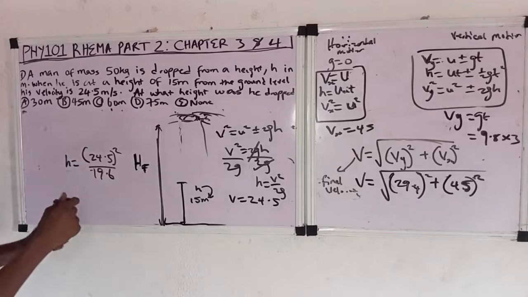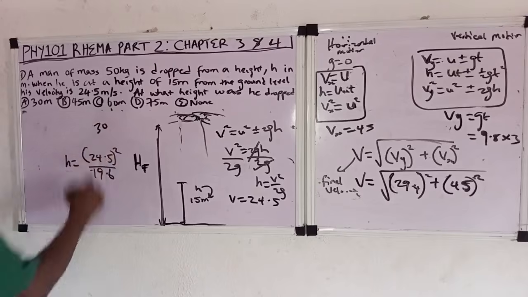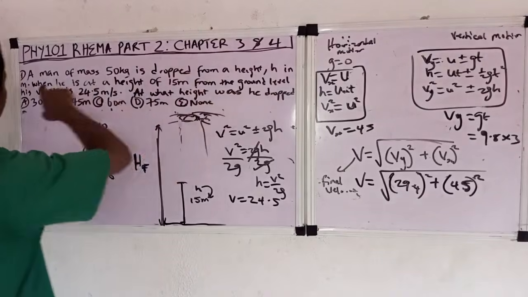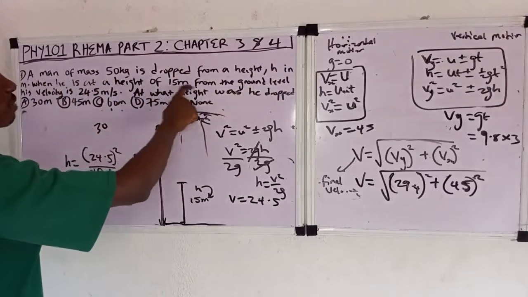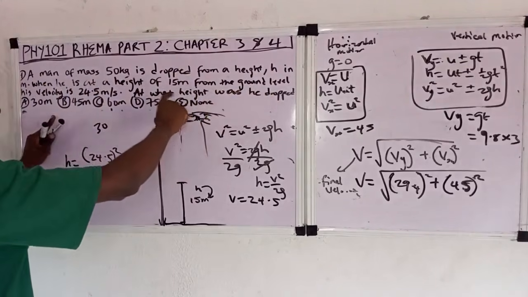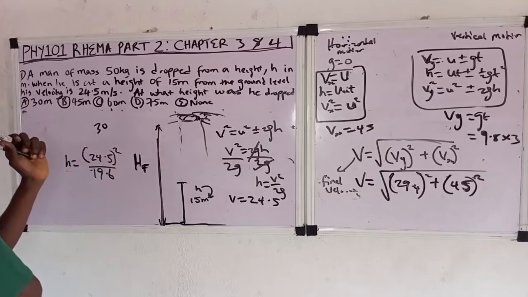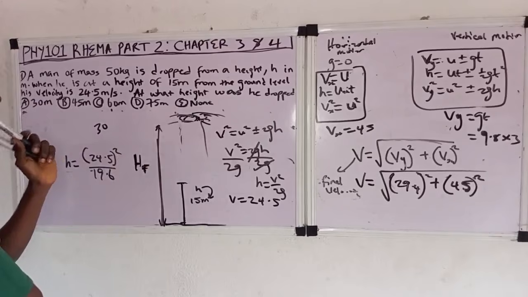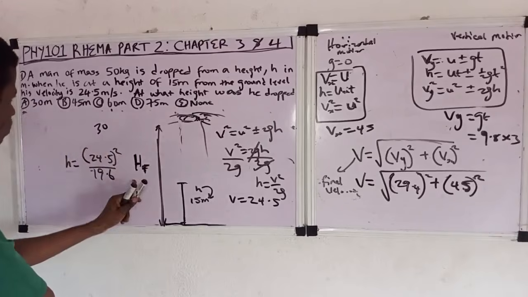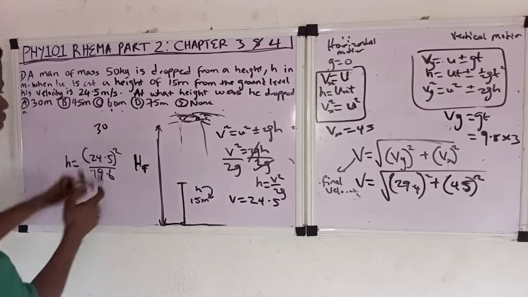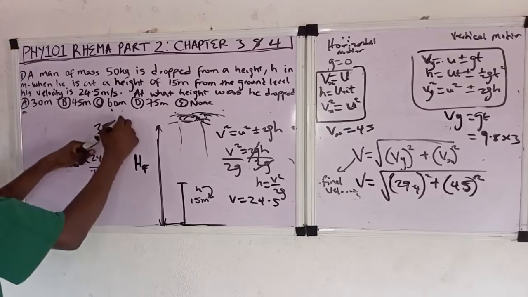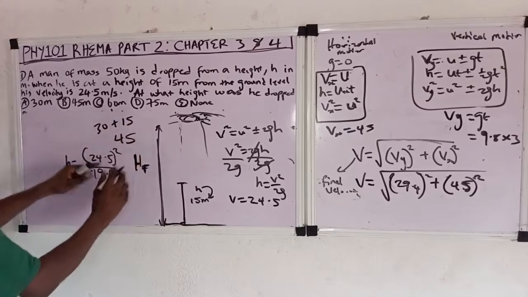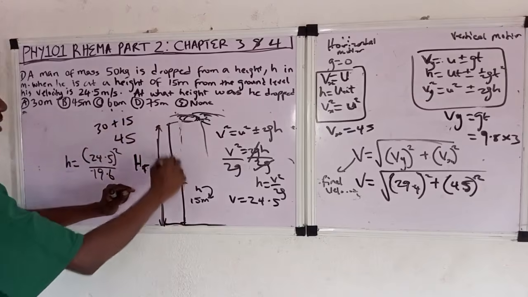Wait, they said a man, let me see. When he is at a height of 15 meters from the ground level, at what height was it dropped? I think it will be 45, because if we calculate, we have 30 plus 15, which is 45. So that means this 30 that we got is from this place.